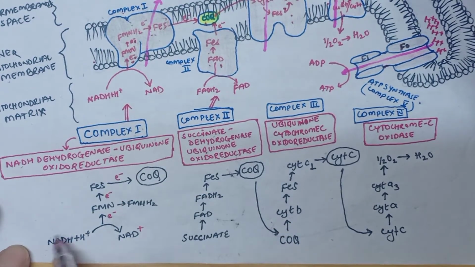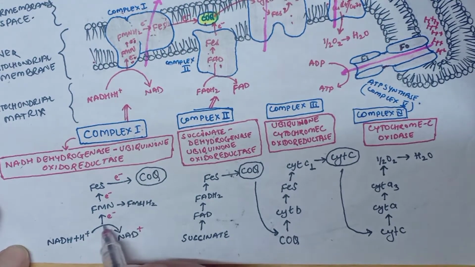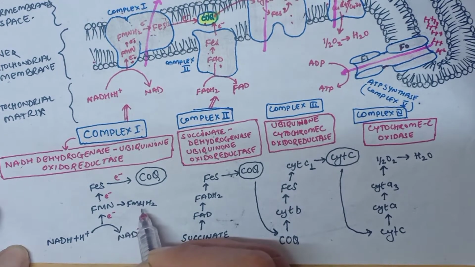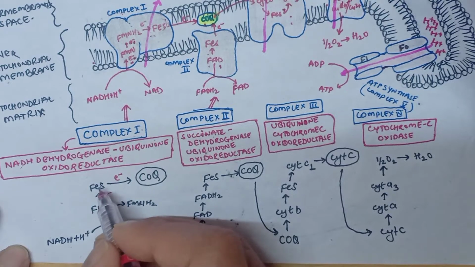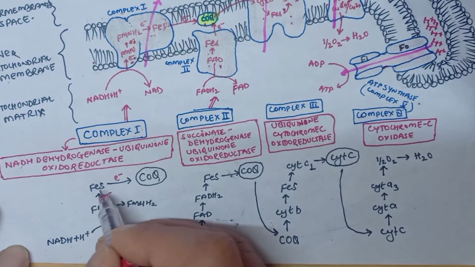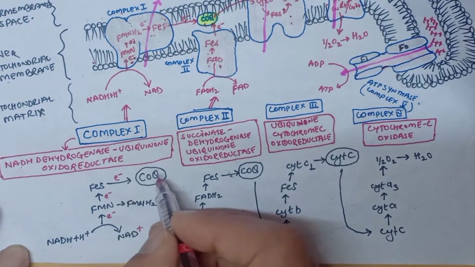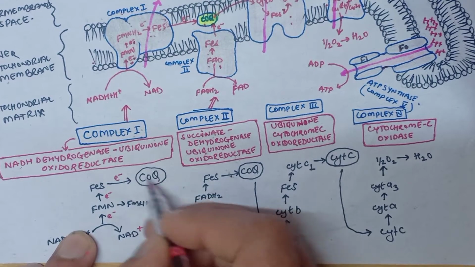So NADH plus H plus will transfer its electron to FMN and will get converted into NAD plus. Now FMN will accept the electron and gets converted into FMNH2. Now FMN will donate the electron to iron sulfur protein, and now this electron will be donated to coenzyme Q, which is a mobile electron carrier.